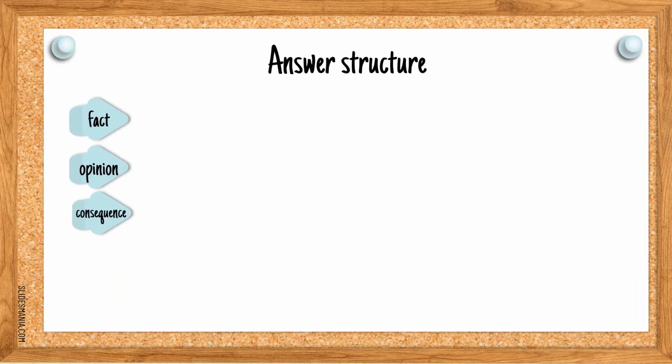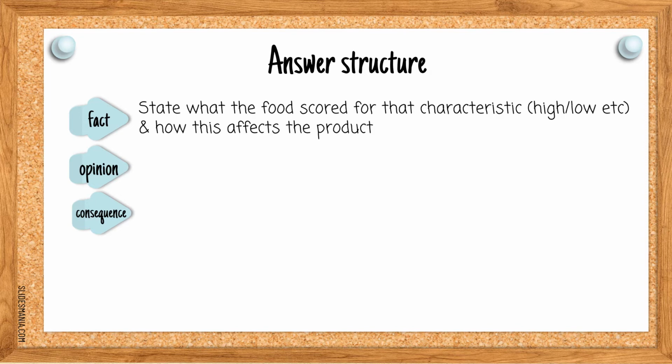Now we're going to go into a little bit more detail about the answer structure. So remember, it's an evaluate question, so you need to have a fact, an opinion, and a consequence. Your fact is stating what the food product scored for that characteristic. So did it score high, did it score low, and how this affects the product. It's really important that you are saying what this suggests for the product, what this indicates. So for example, if the saltiness was scoring very high, then that means it would contain a lot of salt.